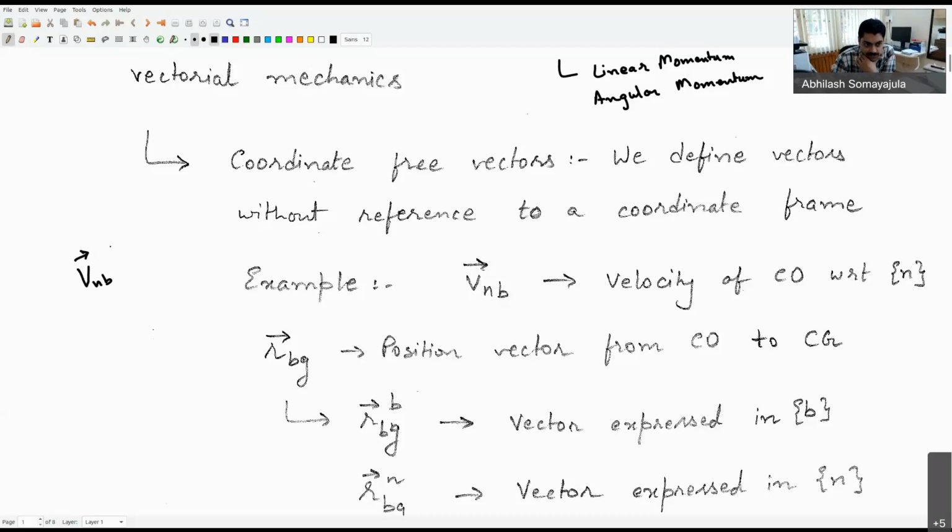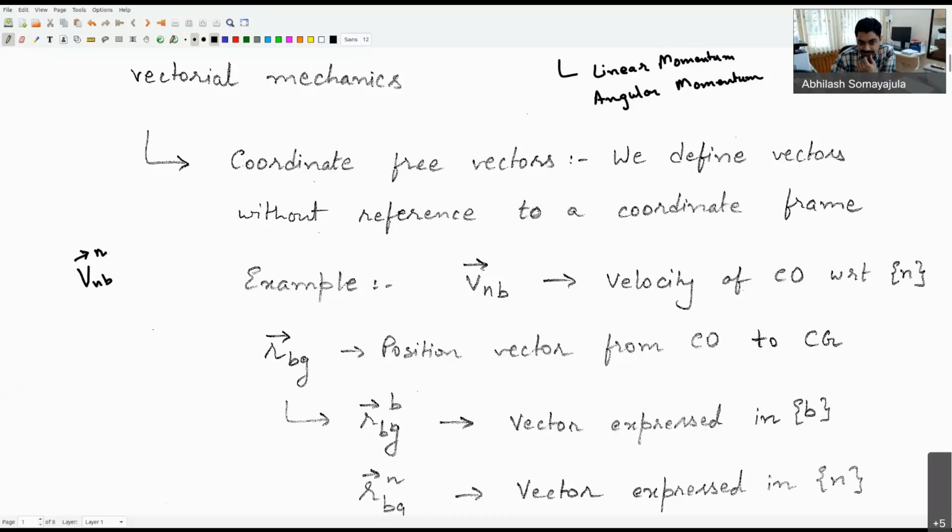So whatever frame I want to express it in, I'll express that as the superscript. When I put n here, this means I'm looking at the vector representing the velocity of the body-fixed coordinates origin with respect to the NED frame, and that vector is expressed in the n frame. Is the nomenclature making sense?